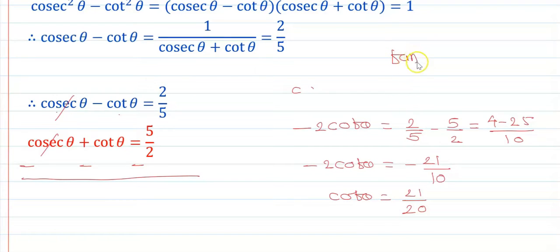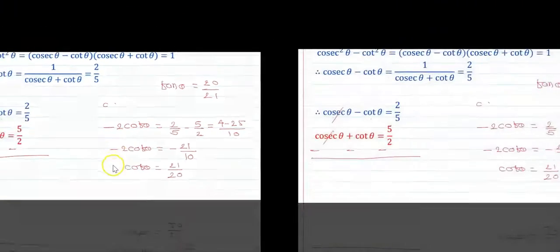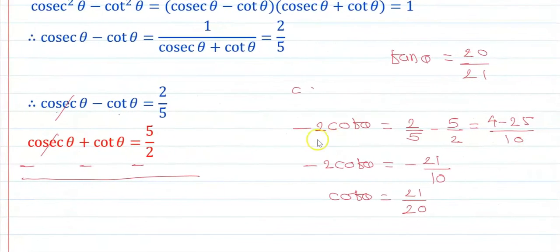And therefore what is tan theta? Tan theta is equal to the reciprocal, that is 20 upon 21. So what we do is this addition and subtraction. Then you will get minus 2 times cot theta is equal to 2 by 5 minus 5 by 2 after the cross multiplication and simplification.